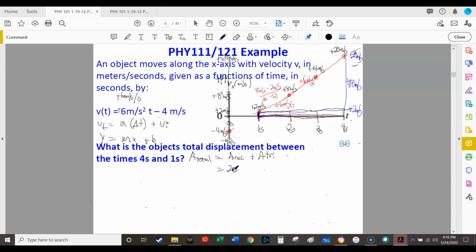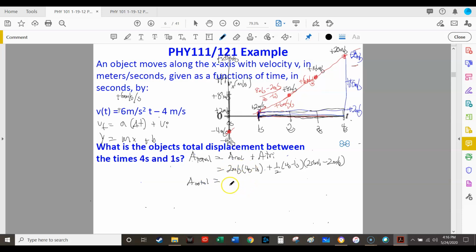So it's going to be 2 meters per second times 4 seconds minus 1 second, plus the area of the triangle, which is 1/2 the base, which is 4 seconds minus 1 second, and the height is going to be 20 meters per second minus 2 meters per second. Okay, so that total area is going to be, what is that?